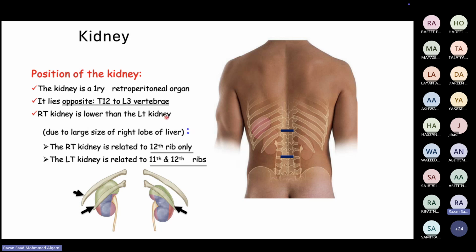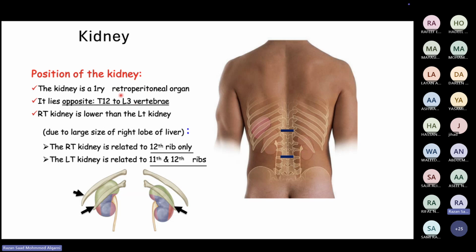So first, let's start with the kidney, and let's start specifically with the kidney position. As you can see here, first it's a retroperitoneal organ that lies from the level of T12 vertebra till L3 vertebra. And as you can see here, it might differ in the right from the left. This is the posterior view of the back of any person, and the kidney is retroperitoneal.